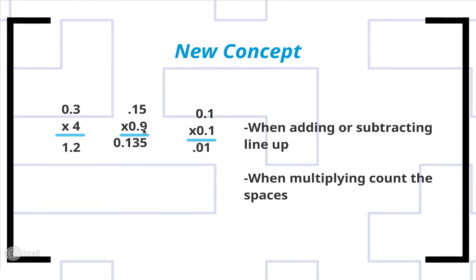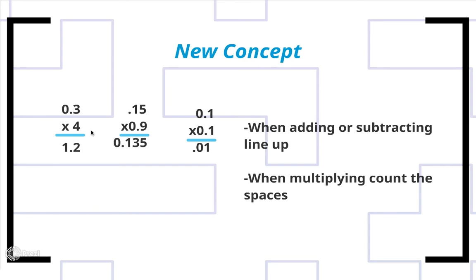Now we need to count our decimal spaces, right? So we have 1, 2, 3. I'm going to start from this side on the 5 and count 3 spaces. Ready? 1, 2, 3, decimal point. And that's how you get your answers for multiplying decimals.